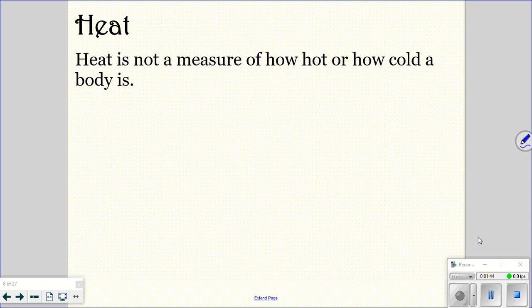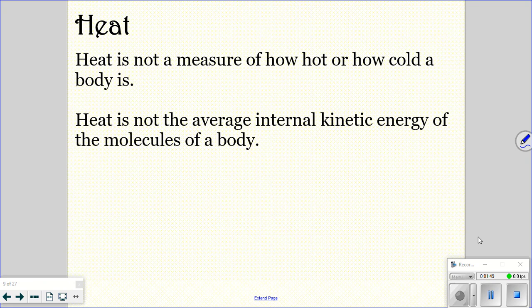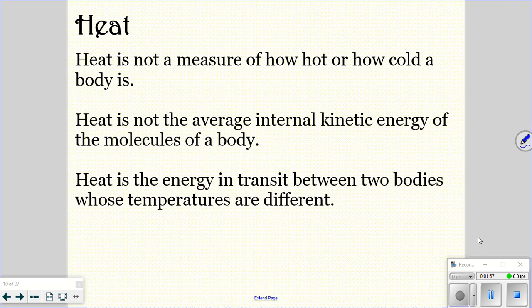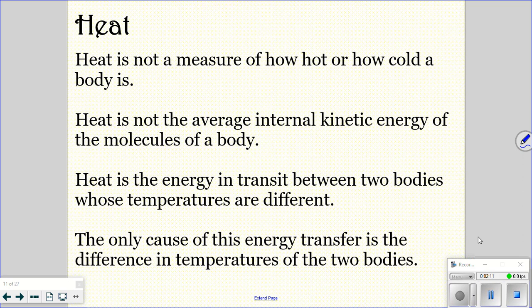Heat is not a measure of how hot or how cold a body is. So we don't talk about how hot or cold it is. It is not the average internal kinetic energy of the molecules of a body. Instead, heat is the energy in transit between two bodies whose temperatures are different. So it's what is happening between the two. The only cause of this energy transfer is that there's a difference in temperature of your two bodies. So there won't be a heat transfer unless there are two bodies that have different temperatures.